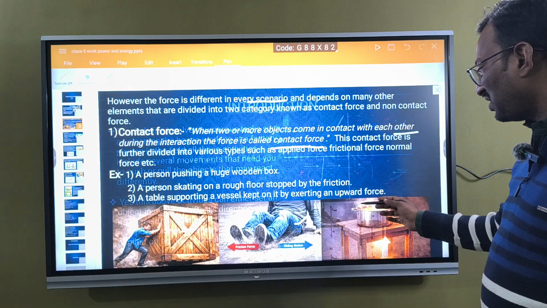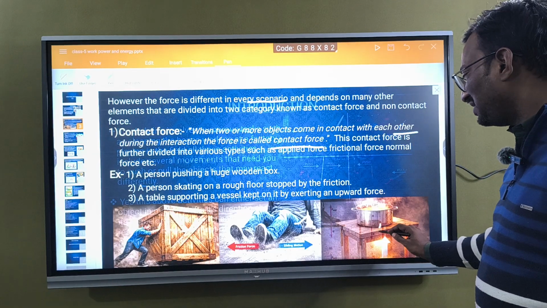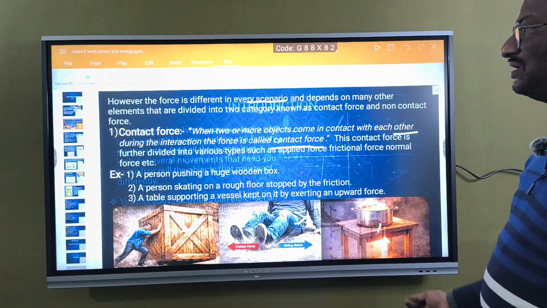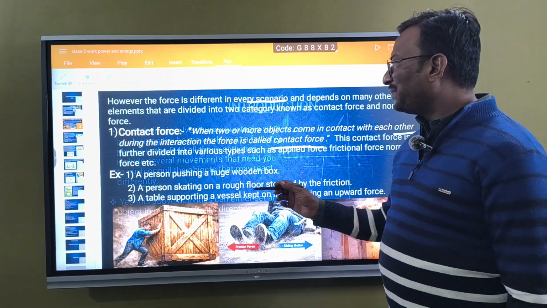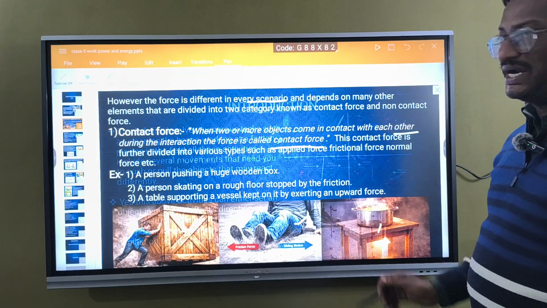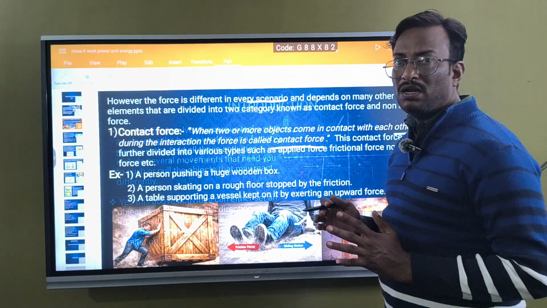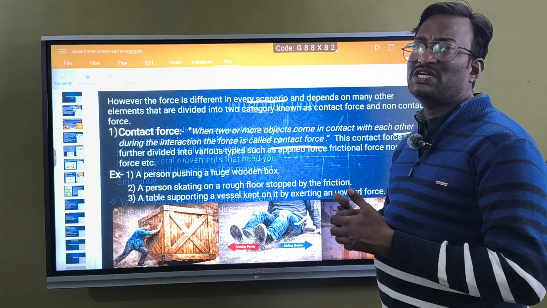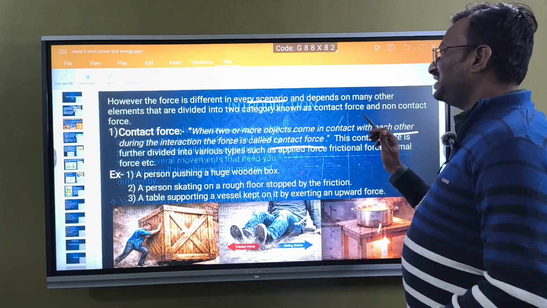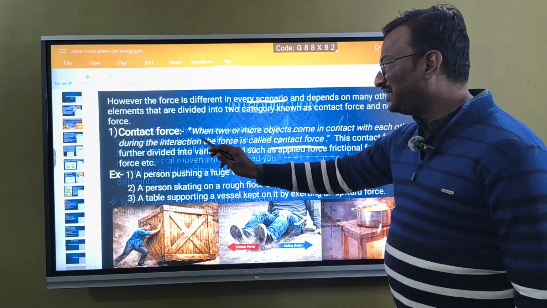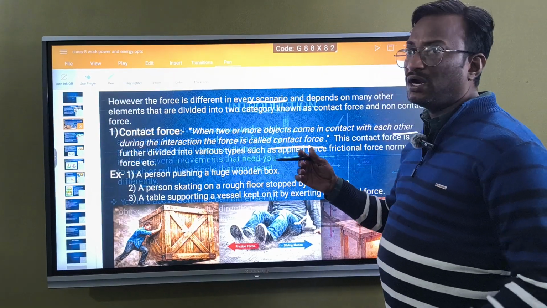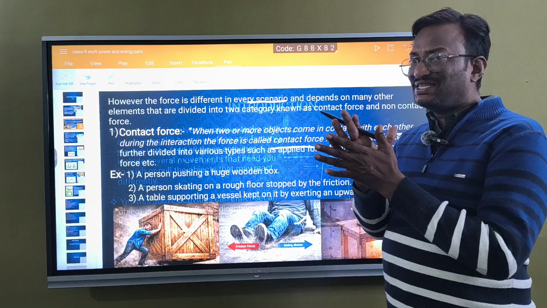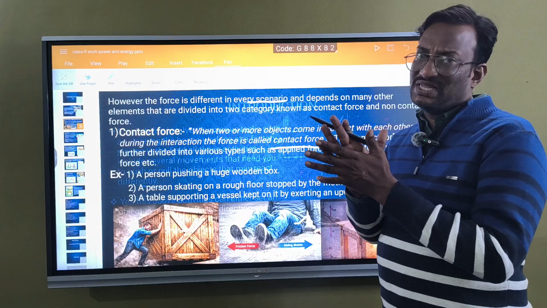Okay, and some sort of vessel is kept on the table and there is a contact force here. So what happens here is that when two or more objects come in contact, at least two objects should come in contact with each other. During the interaction, the force is called contact force. When two objects come into contact, there will be some sort of interaction between them.